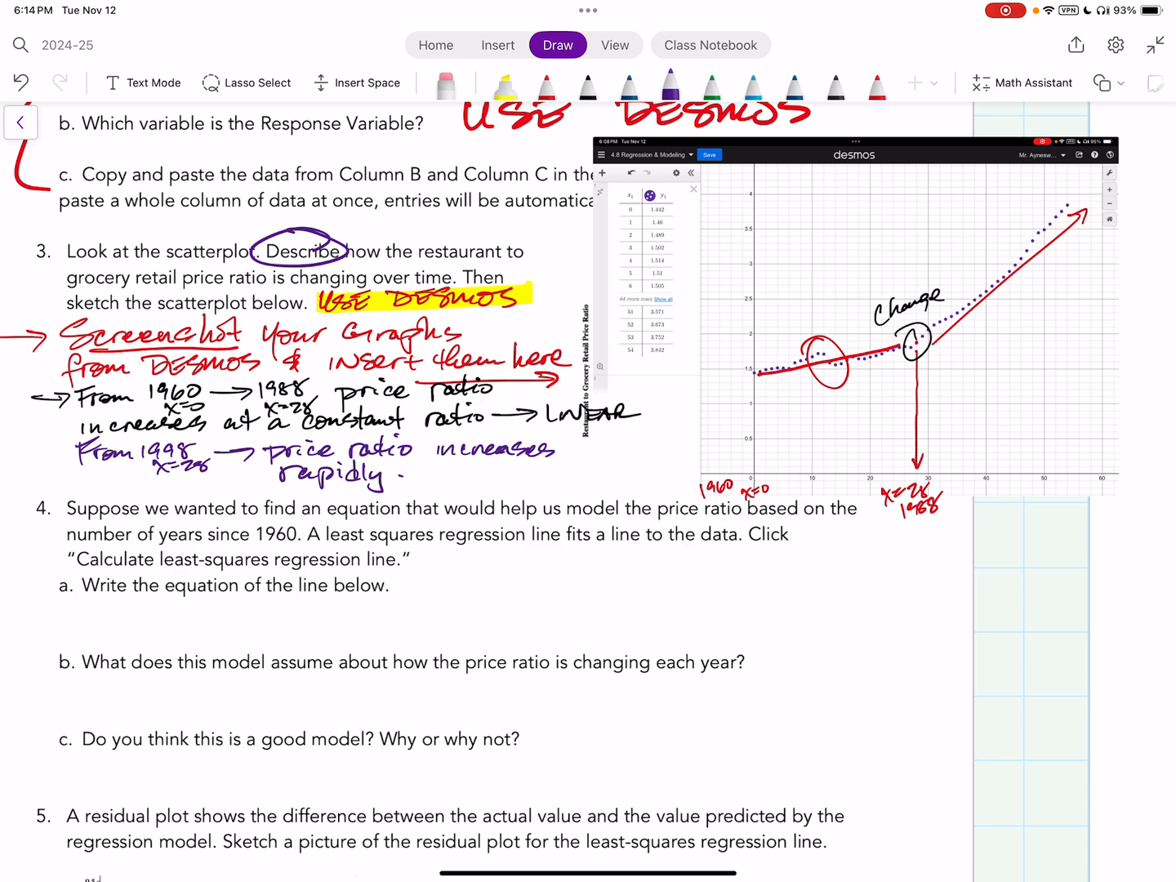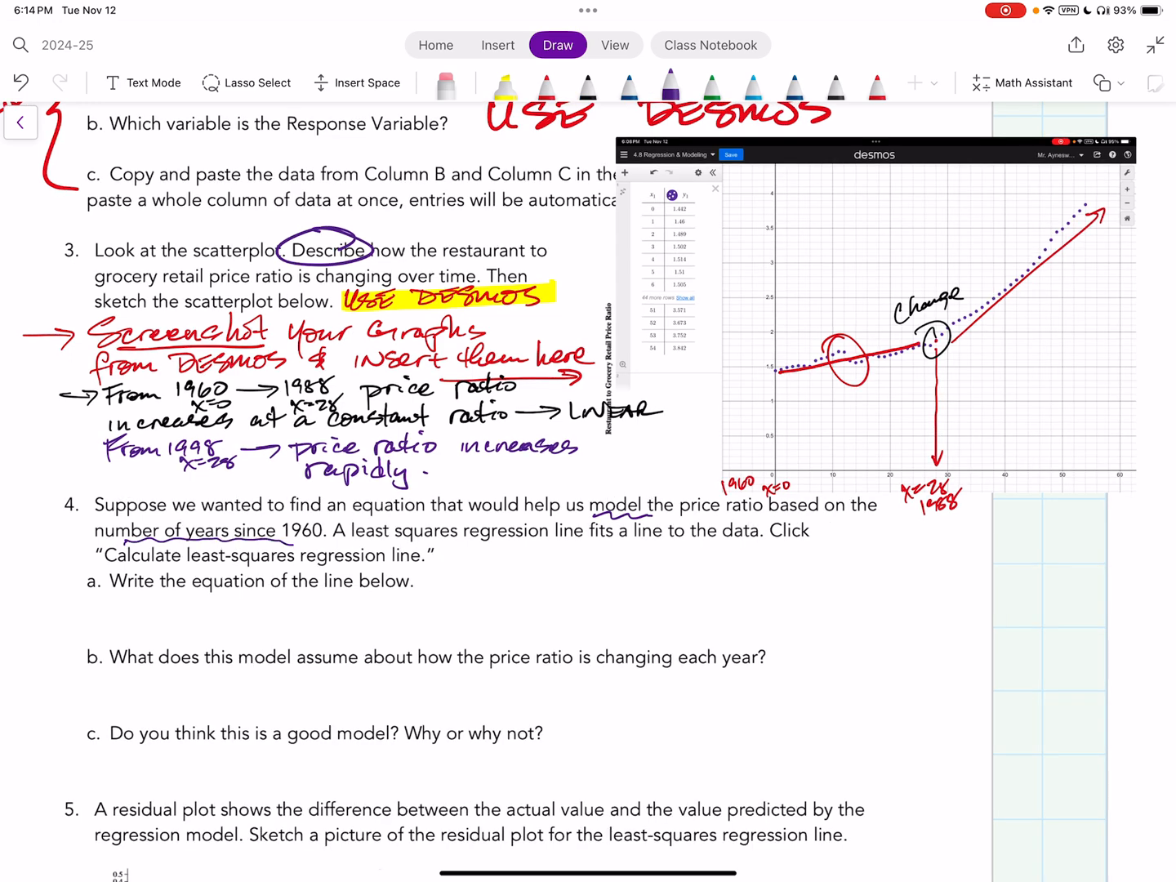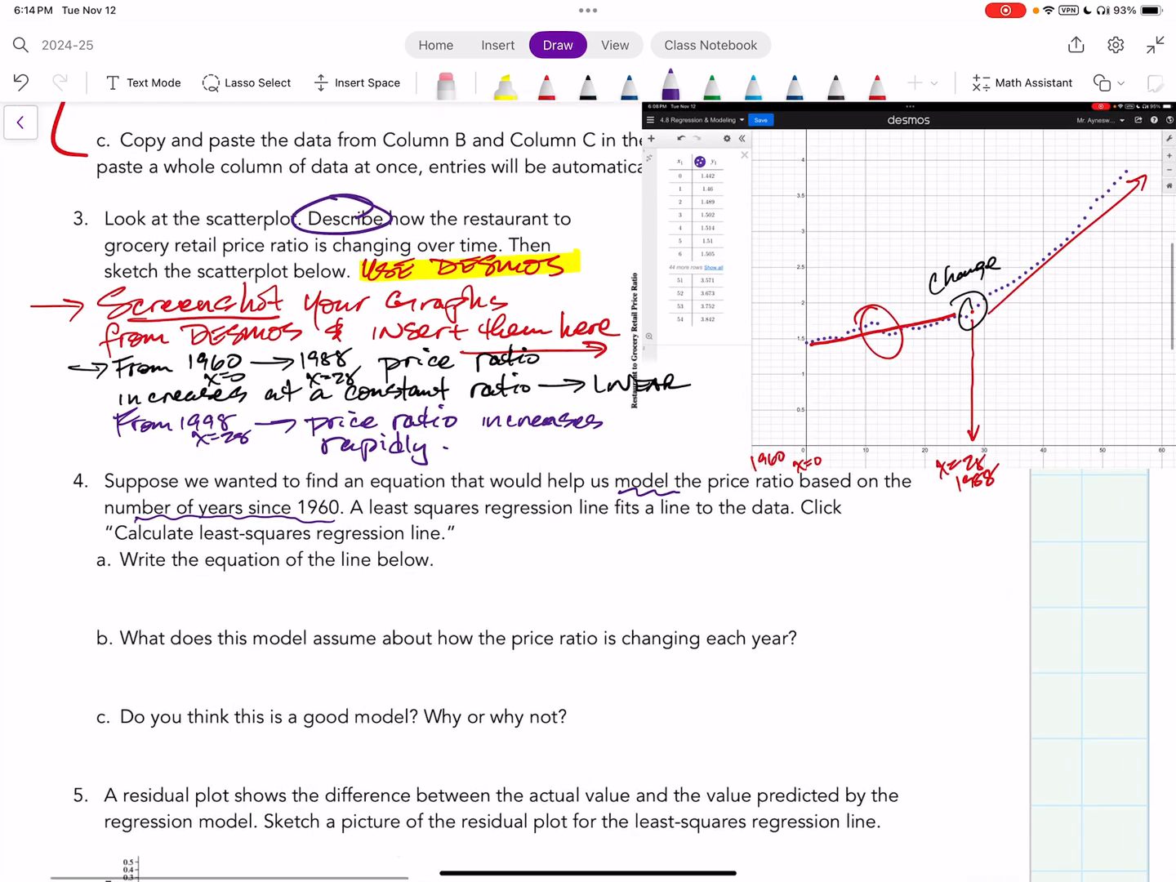Now, number 4, suppose we wanted to find an equation that would help us model. Okay, so this is the reason why this lesson's called regression and modeling, because you're going to learn that regression analysis is a model that predicts the price at any given point in time. So to model the price ratio based upon the number of years since 1960, so you got to pay attention to the vocabulary here. This is all based upon 1960, which is at x equals 0. And then it says use a least squares regression line that fits the data.